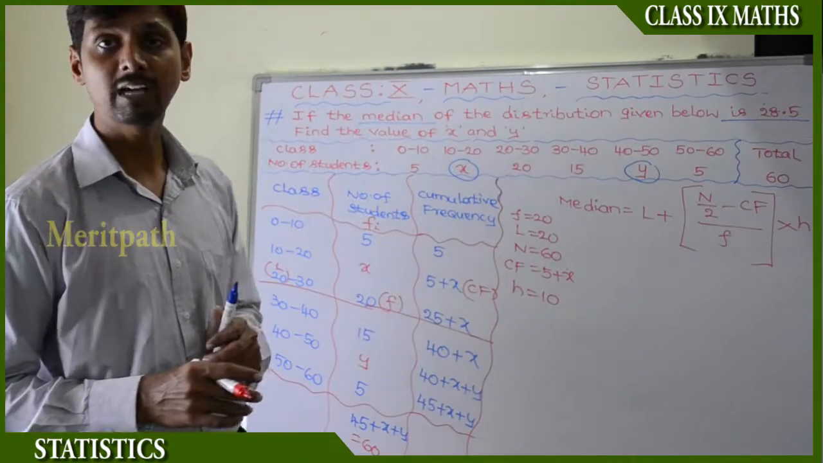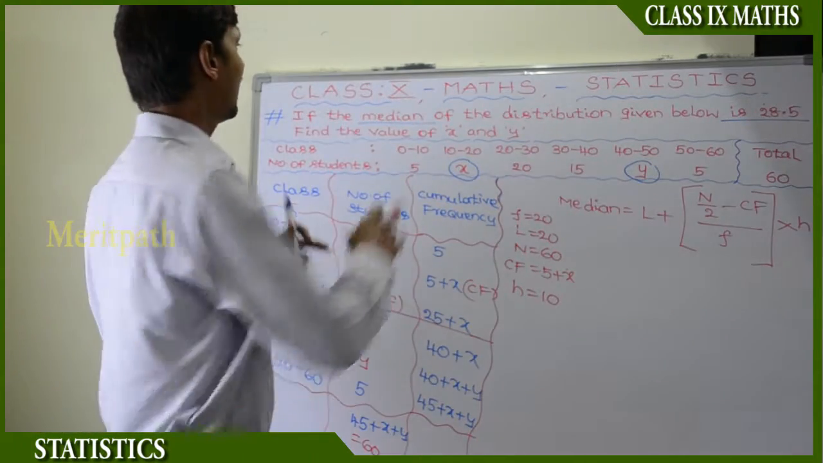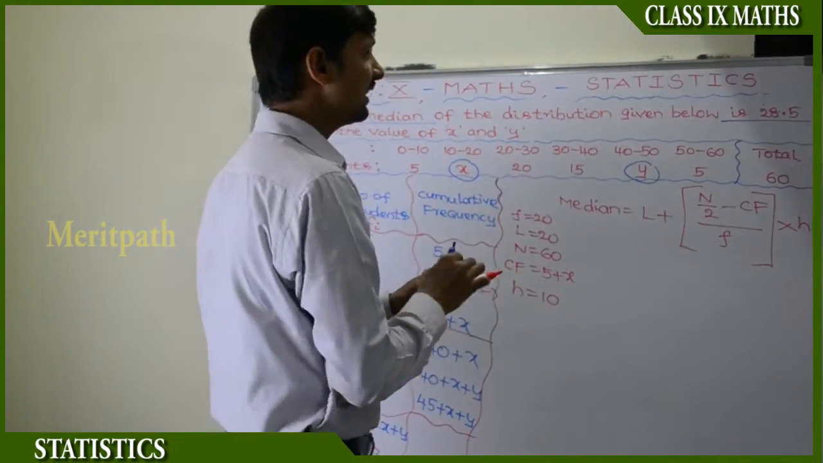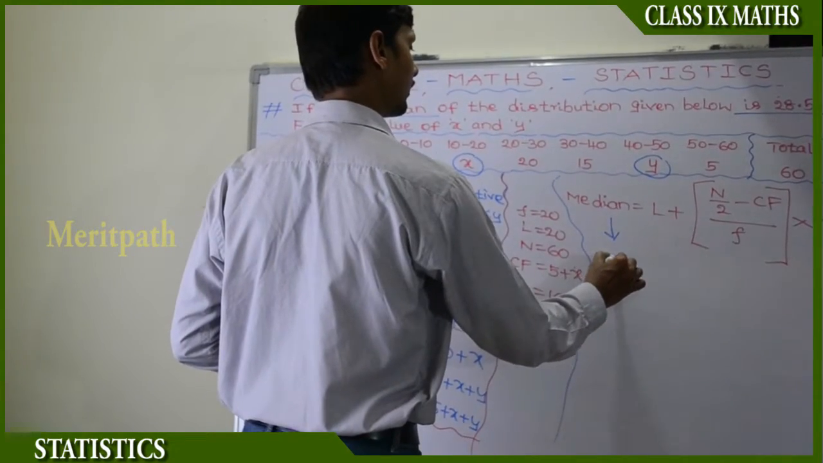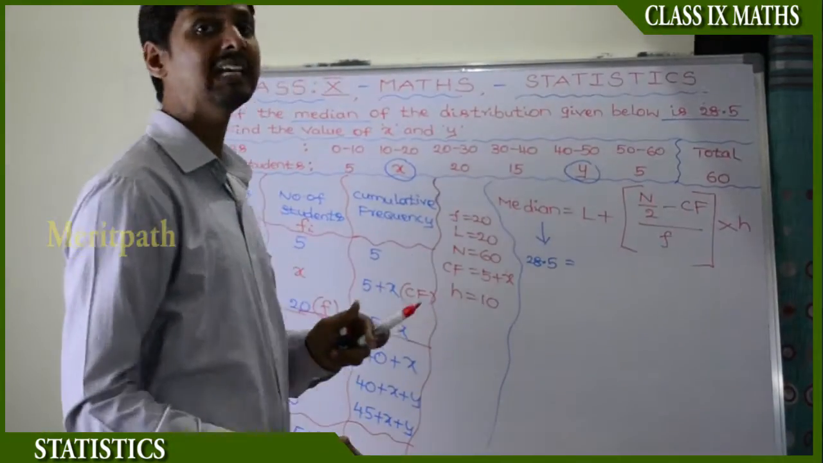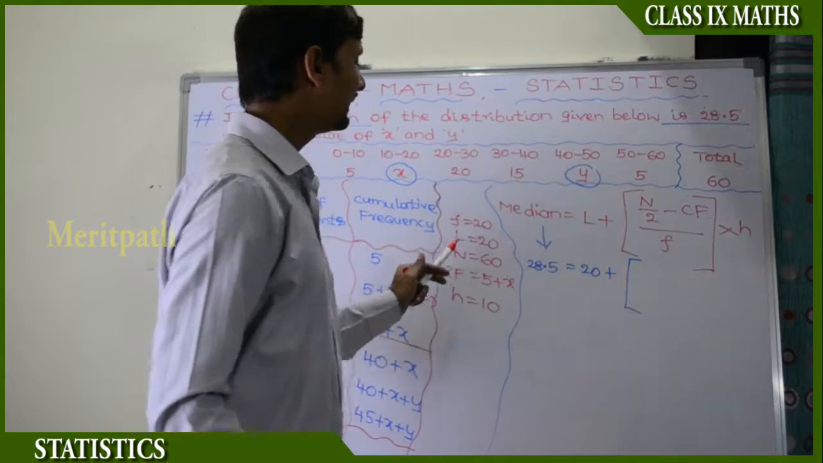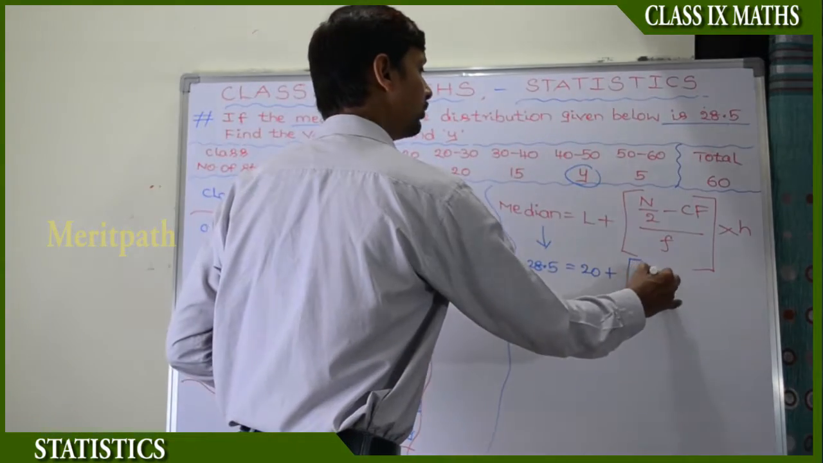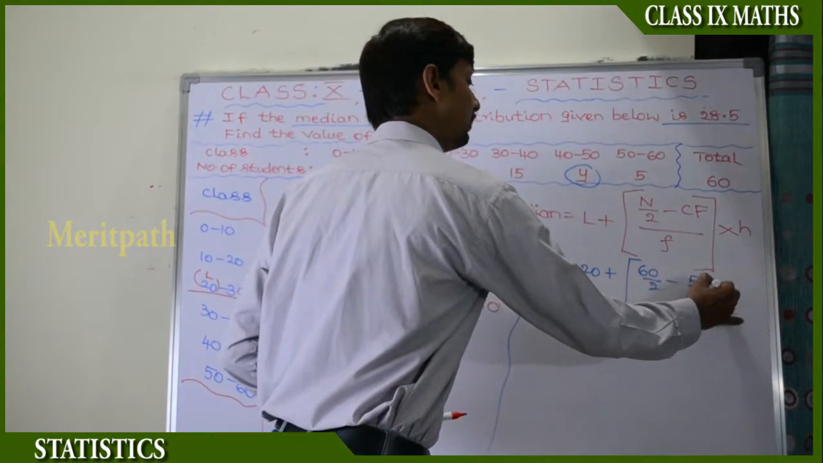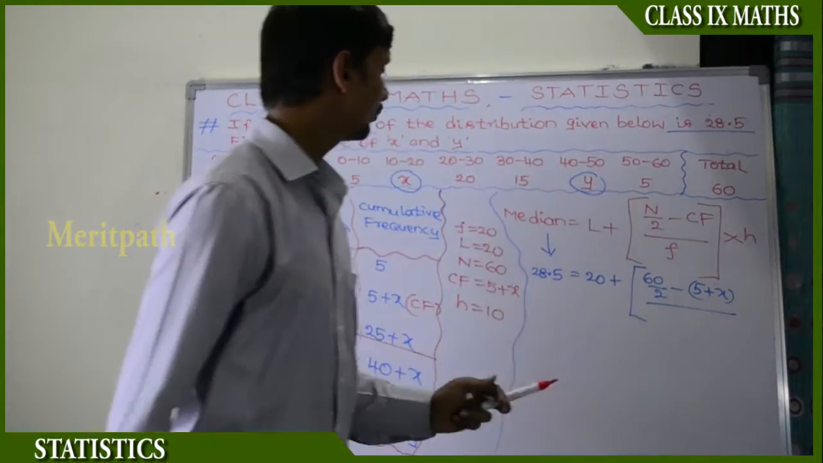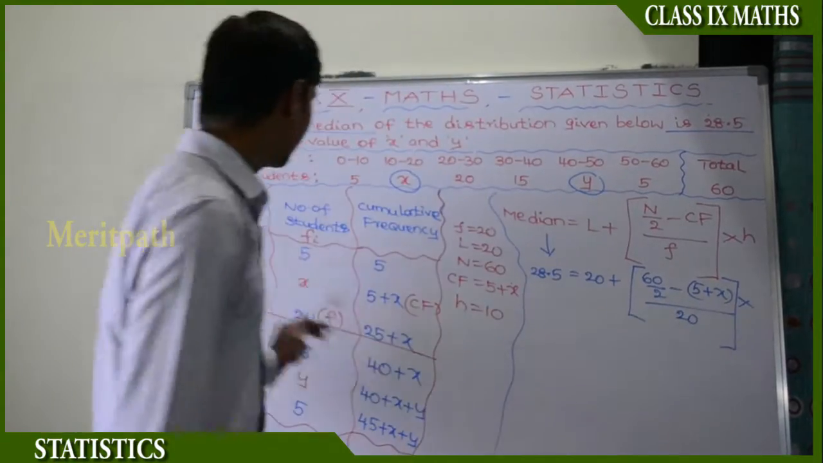So let's substitute all these values to find the values of x and y. The median is already given as 28.5. So let's substitute the median 28.5 equals L, which is 20, plus N by 2, where N is 60, so 60 divided by 2, minus CF. CF is 5 plus x. So 5 plus x divided by small f, which is 20, into h, the length of the class interval, which is 10.